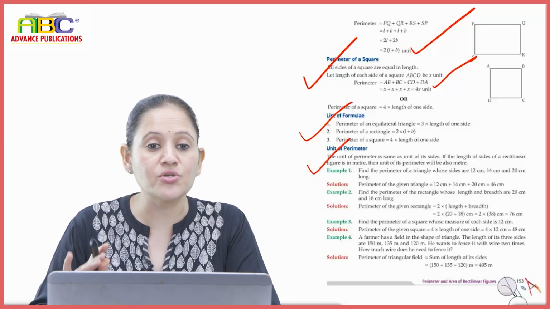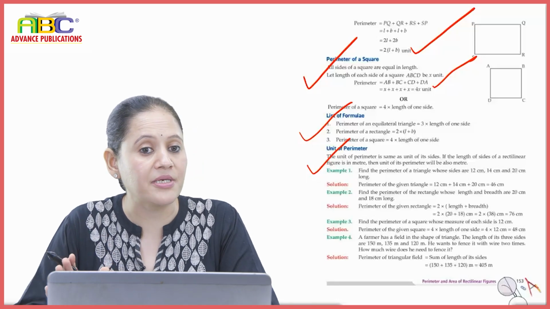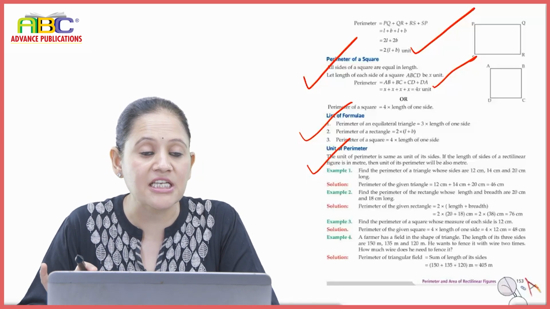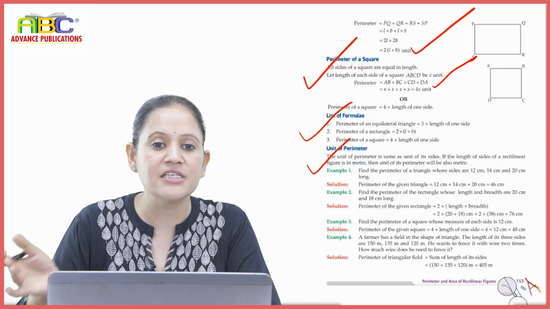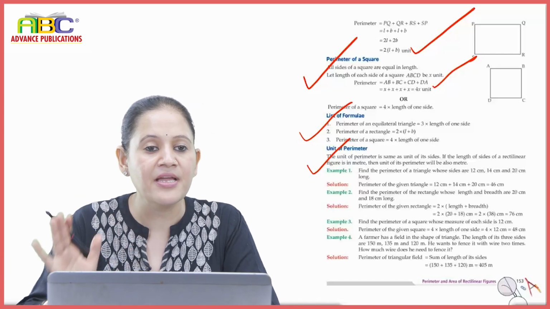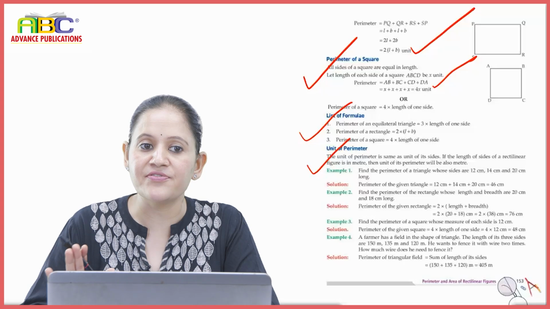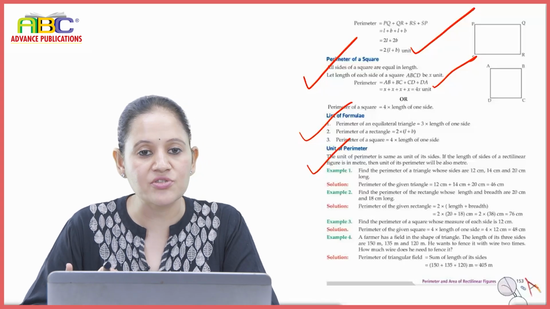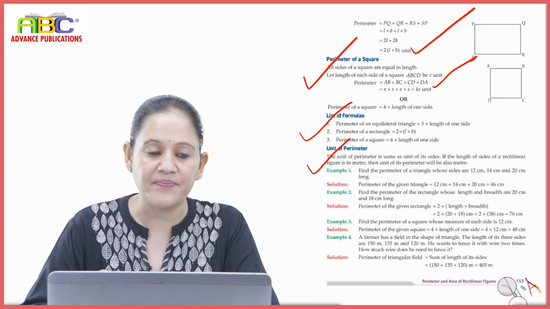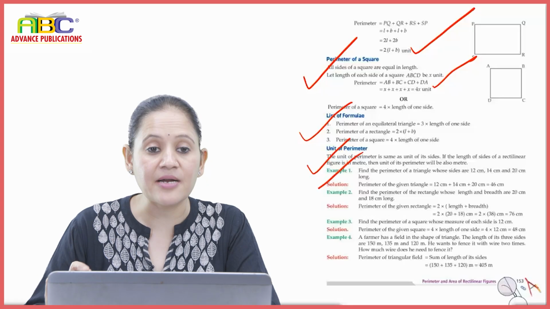Now we'll talk about the unit of perimeter. What is the unit of perimeter? The unit of perimeter is the same as the unit of length or side. जो भी हमें side की unit दी होगी वही perimeter की unit होगी. If the length of the side of a rectilinear figure is in meter, तो unit क्या हो जाएगी? Meter, perimeter की.